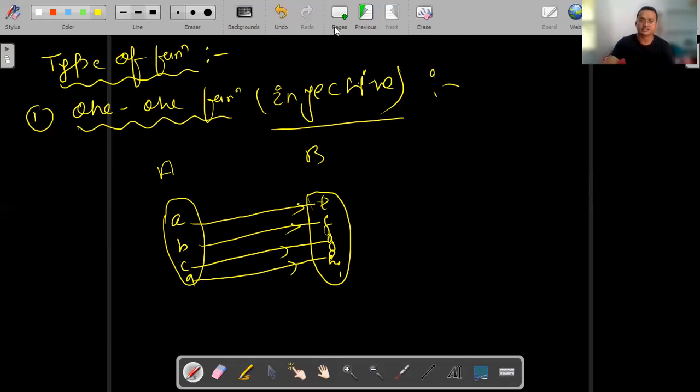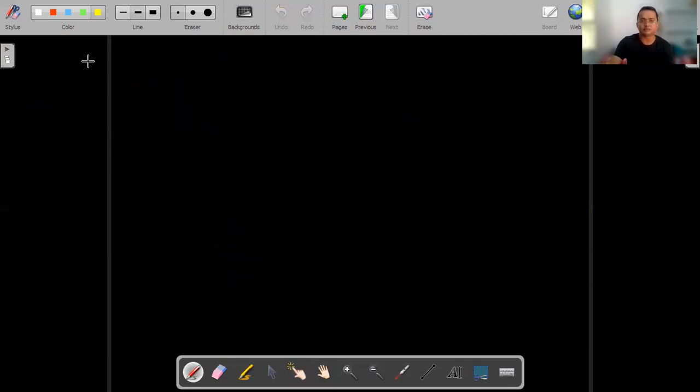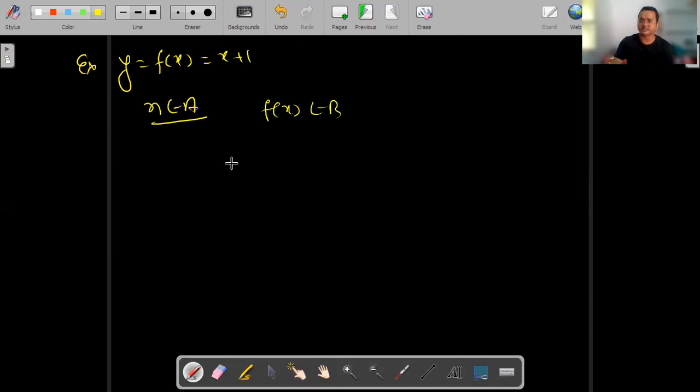So see, we will understand here through an arrow diagram. One example I am giving you. See here. y is equal to f(x). x plus 1, meaning one function I have taken, for example. So x belongs to A and f(x) belongs to B. Getting it? Okay. So set A is given: 1, 2, 3, 4.